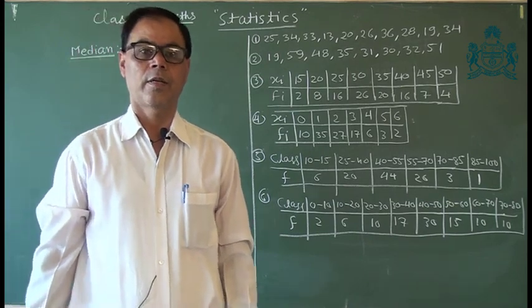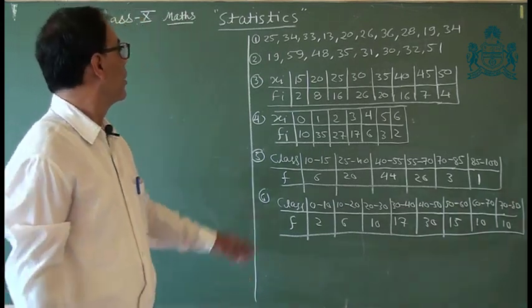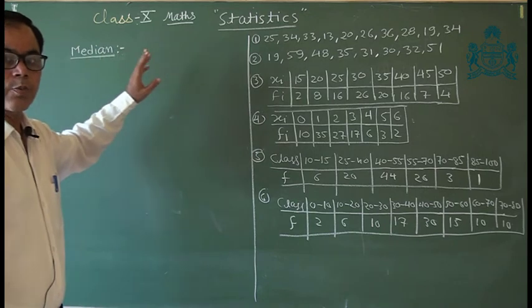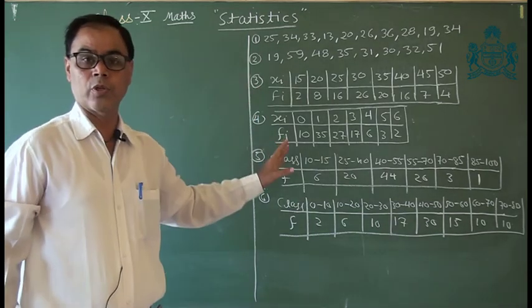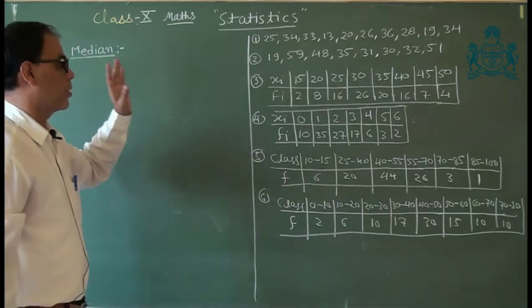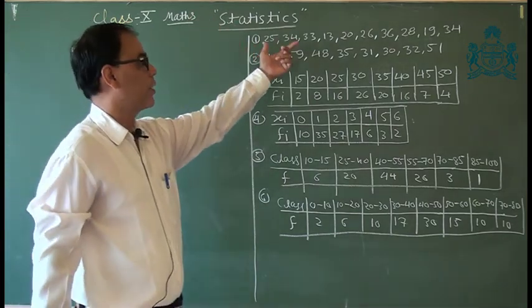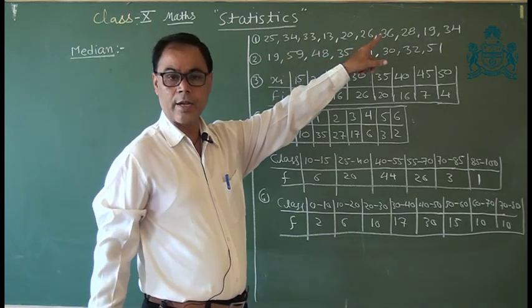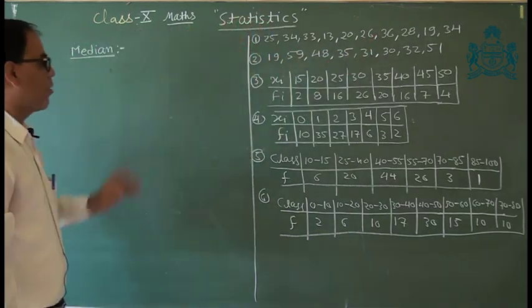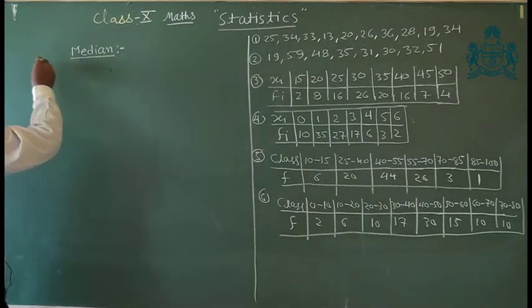Dear student, today we shall learn statistics. The next point is median. Median has 4 types of questions. First type: given observations 25, 35, 33 and so on, then find the median. Question first.